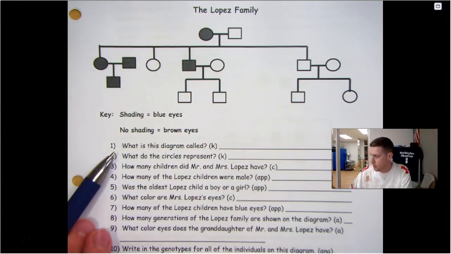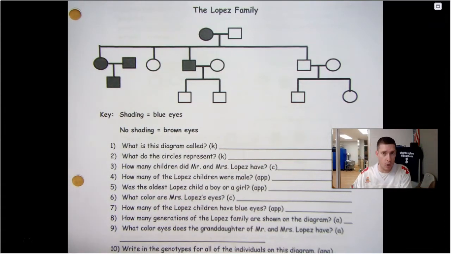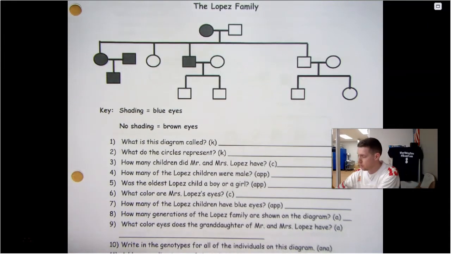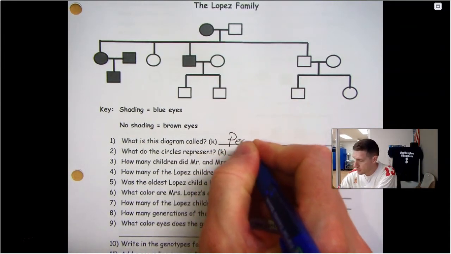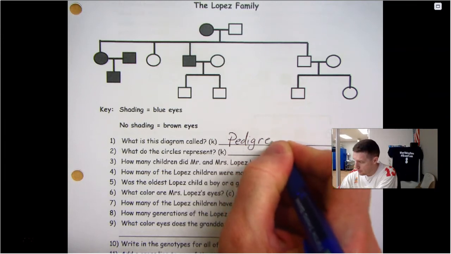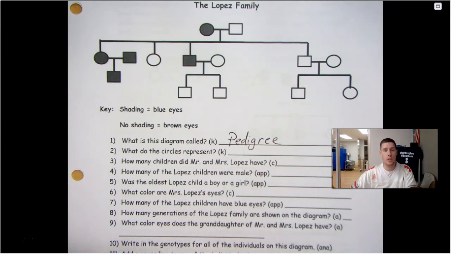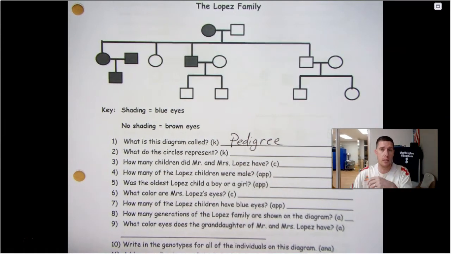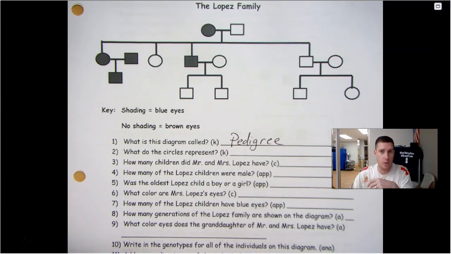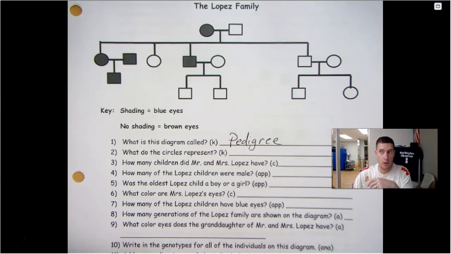So let's begin. Number one, what is this diagram called? It's called a pedigree, and this is something that has been around for a long time. I even used a pedigree in my own anthropology course in college, long time ago, maybe even my freshman year. That was the fall of 1997.